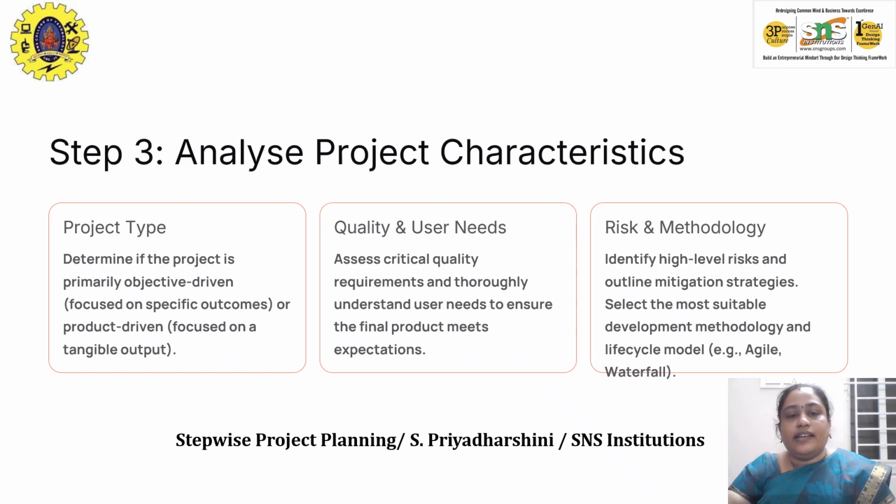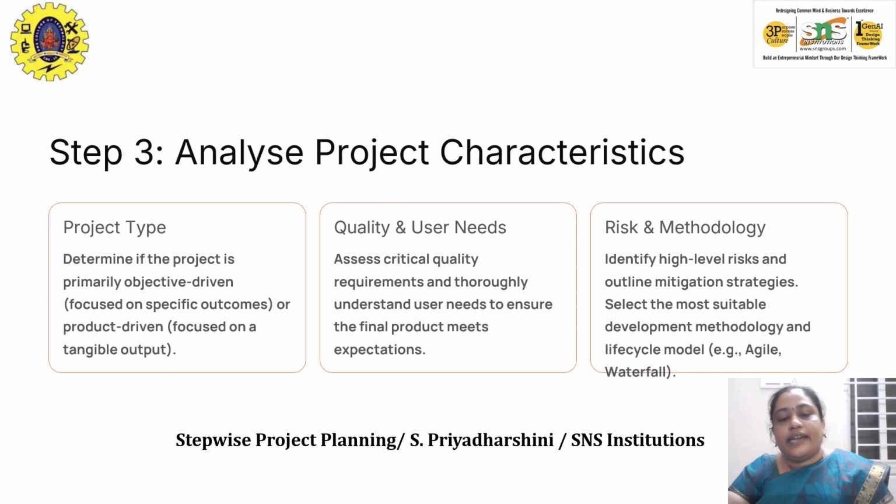In step 3, that is analyze project characteristics. The first one is you have to distinguish between an objective driven or a product driven project. So what is product driven? It is given by the user and designed by an external customer or person. So what do you mean by objective driven? The problem is given clearly to you.